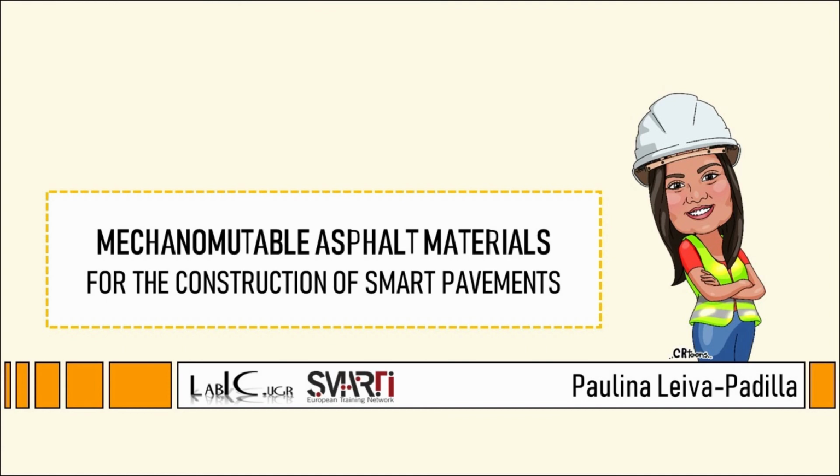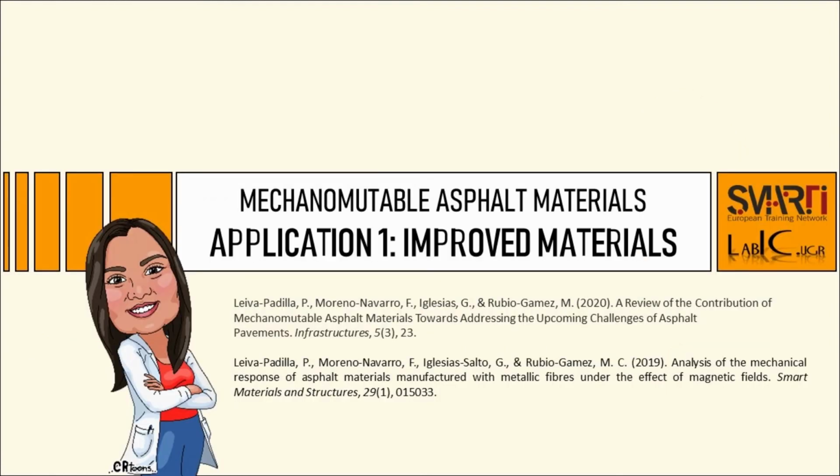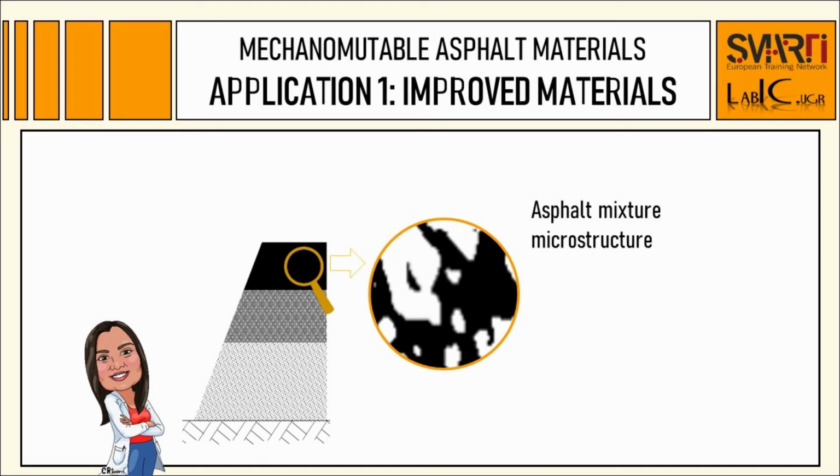In the past video, I spoke to you all about 3 applications of the Mechanomutable Asphalt materials in roads. So in this video, I'm going to talk to you a little bit more in detail about the first application. The Mechanomutable Asphalt materials has improved materials for roads.